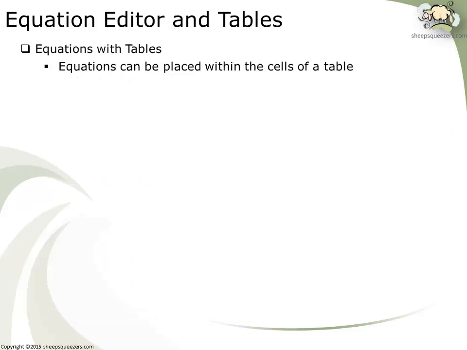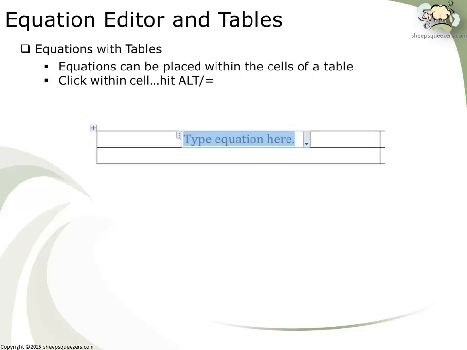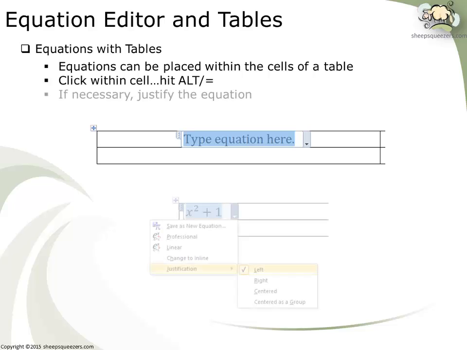Now, let's talk about equations and tables. Equations can be placed within the cells of a table. And the way you do that is within each cell, you click Alt equal sign. For example, here's a particular table, at least a part of it, and I've clicked on that one cell and clicked Alt equal sign, and then as you can see, an equation editor object has appeared and you're all ready to type in your equation.